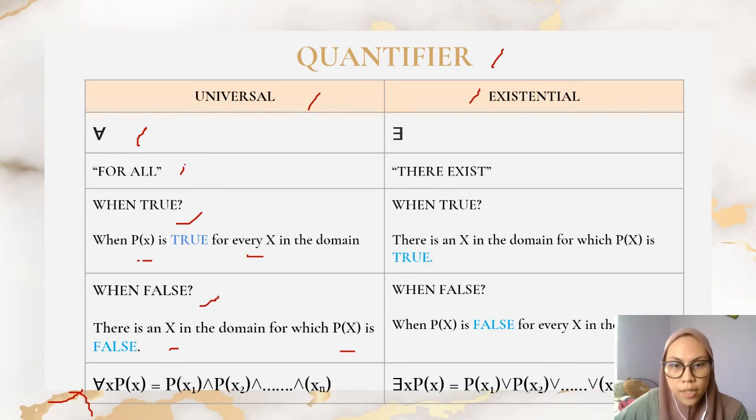For existential, this is the symbol for existential. This means there exists. The existential statement is true when there is an x in the domain for which P(x) is true. It is false when P(x) is false for every x in the domain. So this is the formula for existential.